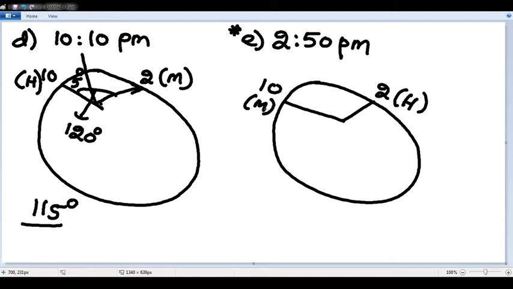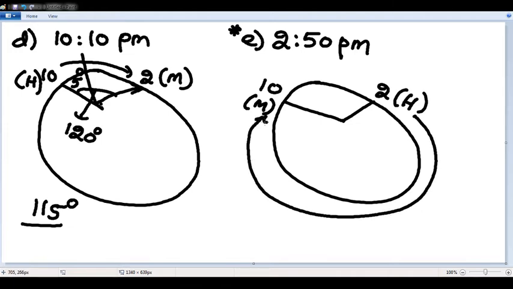Now see here. In this case, the hour hand is chasing the minute hand. In all the problems, question number A, B, C, D, the hour hand is chasing the minute hand. If I use the same process: 2 to 10 is 8 hours. 12 hours is 360 degrees, 1 hour is 30 degrees, so 8 hours will become 240 degrees.